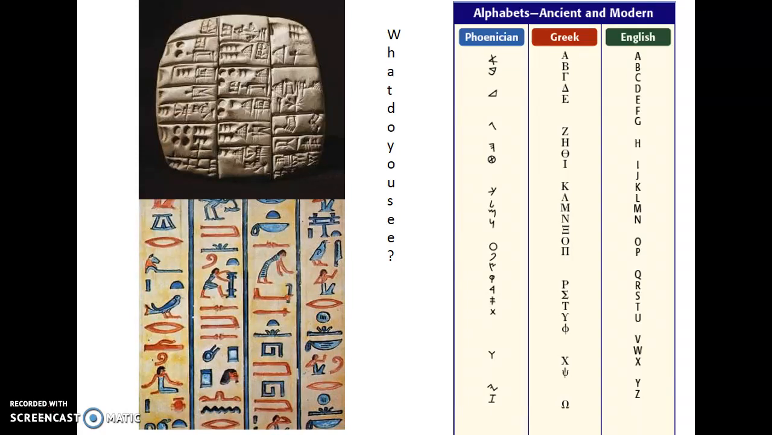They're similar in that they're all made of lines to a certain extent, but different. If you look at the alphabet, the symbols are much more simple than they are in either the cuneiform or the Egyptian hieroglyphics.